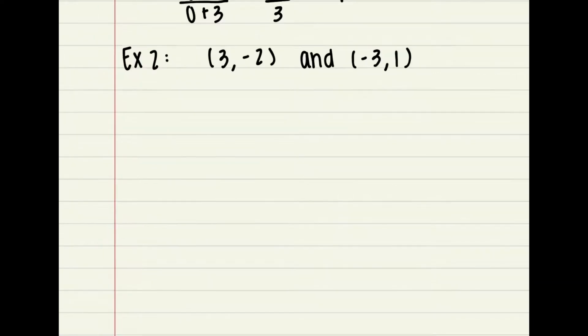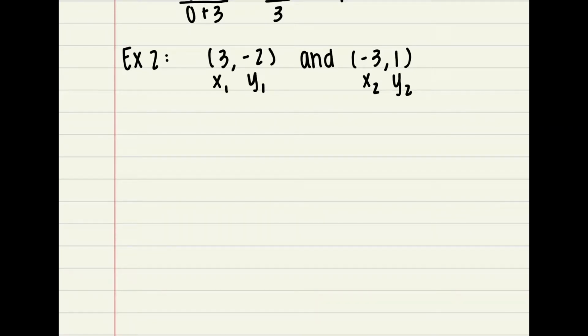So for example 2, you have the points (3, -2) and (-3, 1). Remember, first things first, we're always going to label these points. If I label 3 as x1, that means -2 is y1. And then if I label this -3 as x2, that means this +1 is y2.